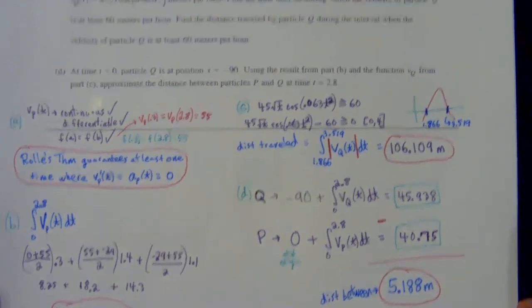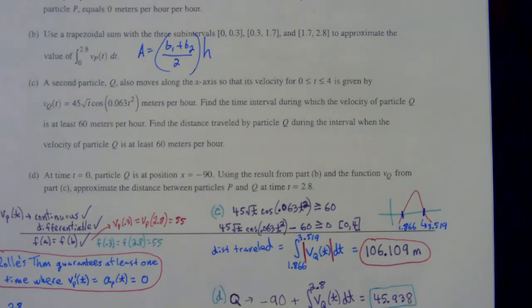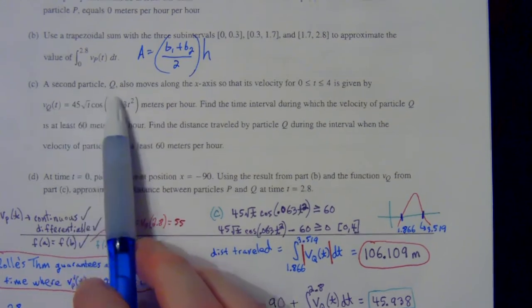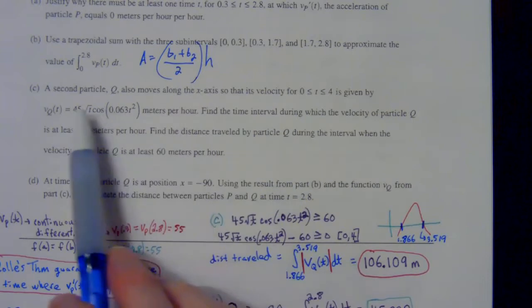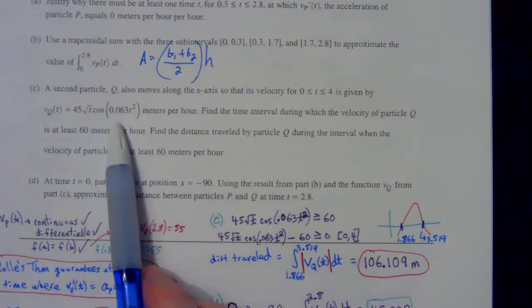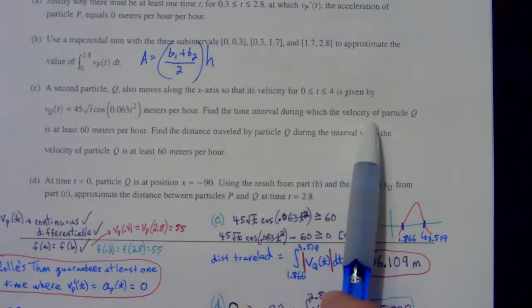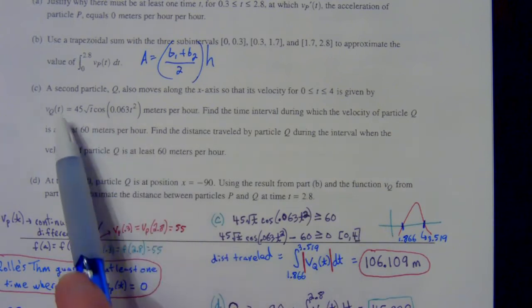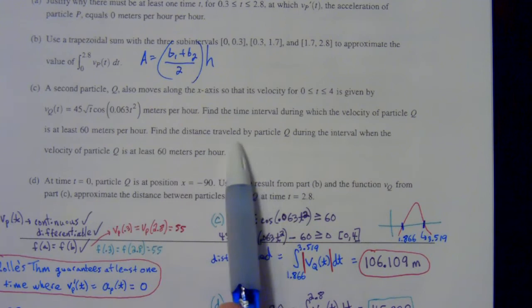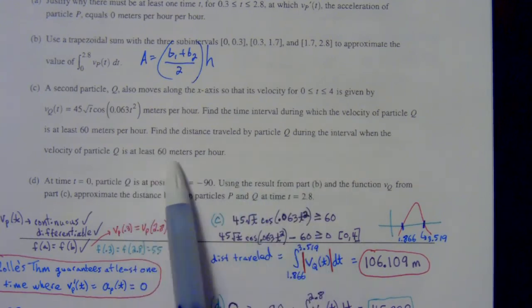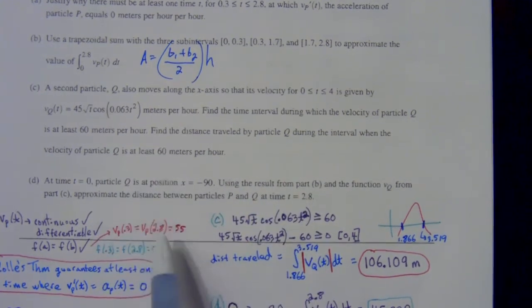All right, now letter C. We can get this, we just gotta be careful with the calculator work on this. It says a second particle Q also moves along the x-axis, all right, in between 0 and 4. So we have an equation this time instead of a chart. And then find the time interval which the velocity of this particle Q is at least 60 meters per hour. And then we're supposed to find the distance traveled by that particle in that time frame. All right, so one thing at a time.